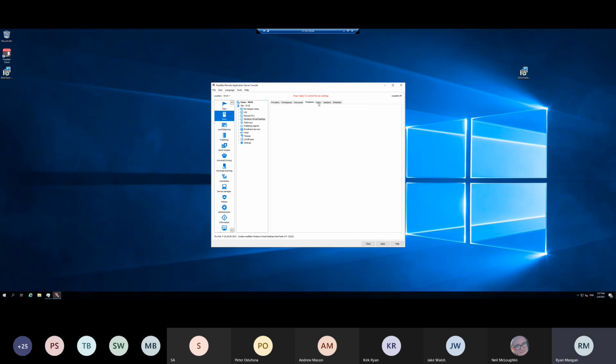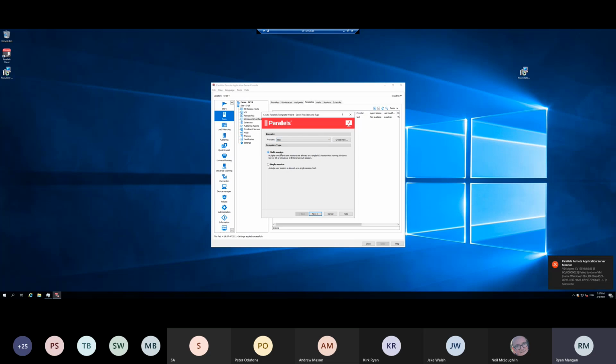So going back to here. What we can do as well is template creation, so we'll do that here. We'll do a new multi-session template. Use Azure Gallery. I'm just going to select this and give it a username and password like you would do for Azure.